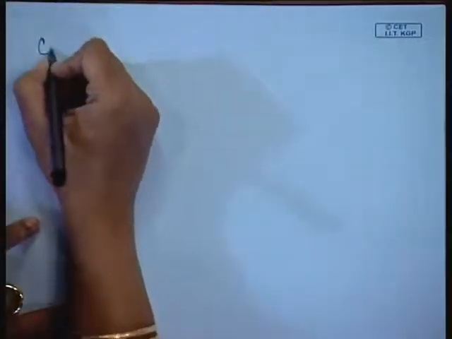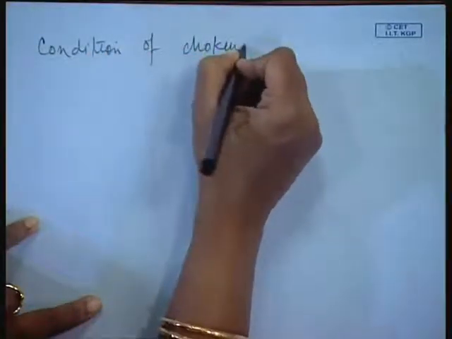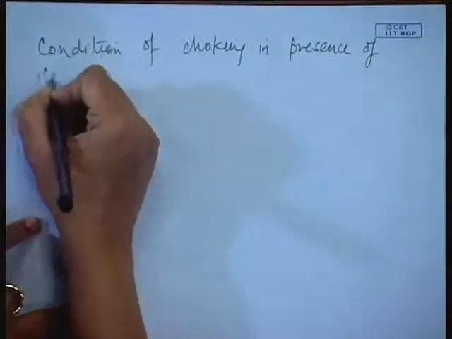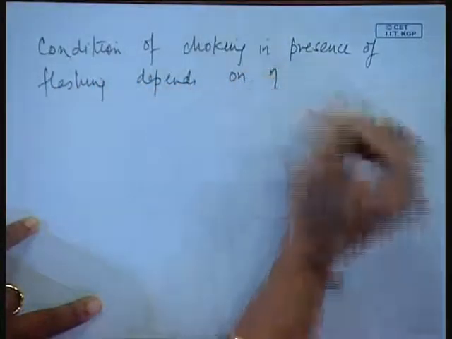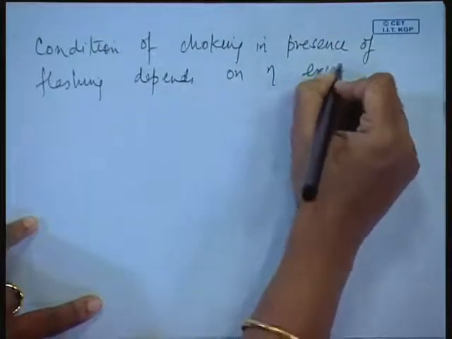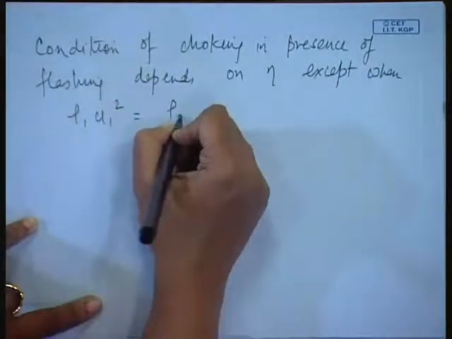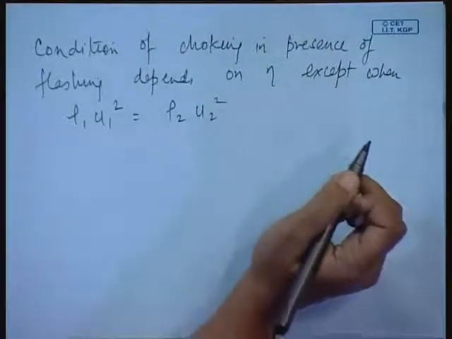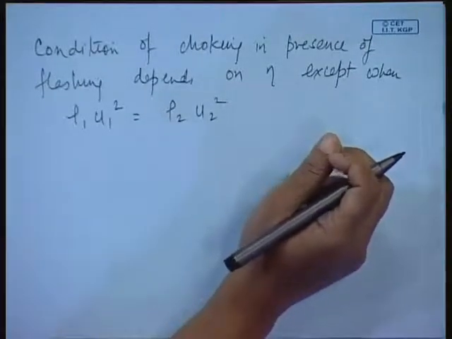So therefore, just remember this thing: the condition of choking in presence of flashing depends on eta, except when rho 1 u1 square equals rho 2 u2 square. Except for this condition, it depends on eta, correct?